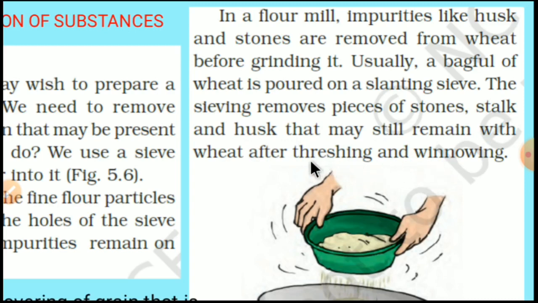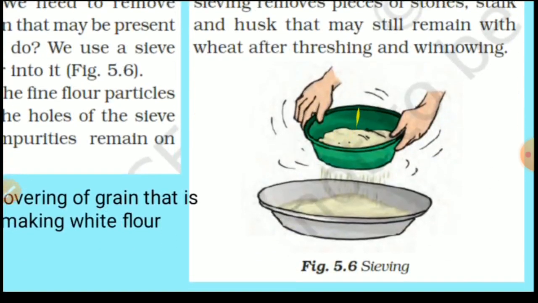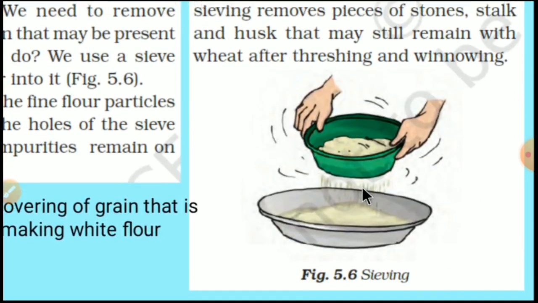So actually what happens, first of all they thresh, isn't it? Then after that they go for winnowing. Still some particles of husk or stalk must be there, right? And to remove that they go for sieving. Here you can see the process of sieving. See, this is a sieve, okay, and this is the process of sieving.